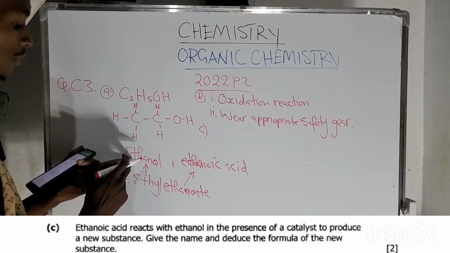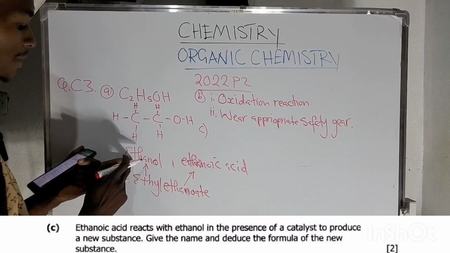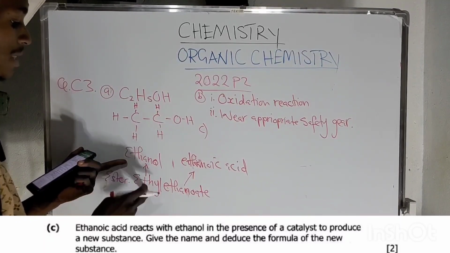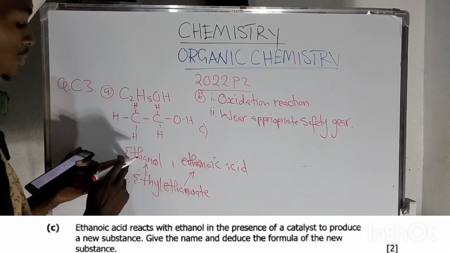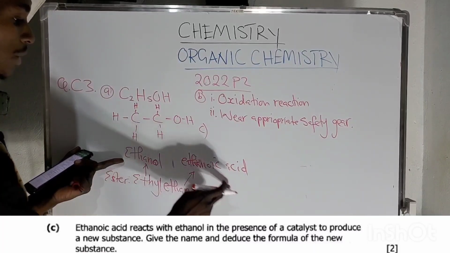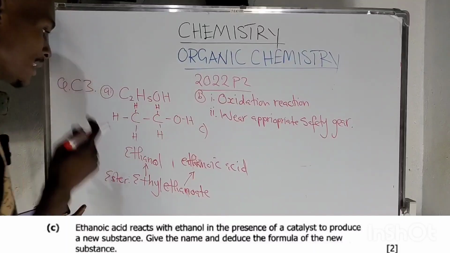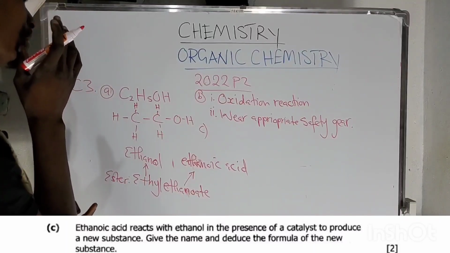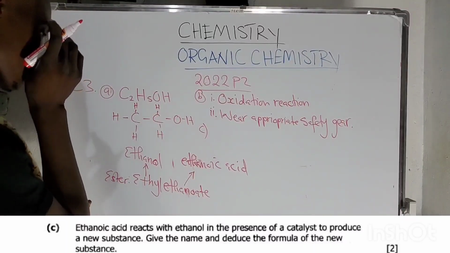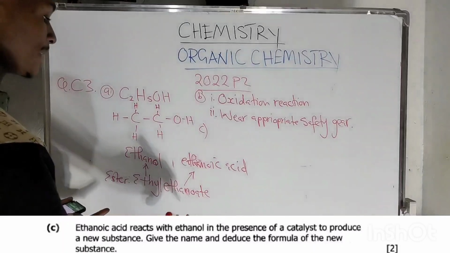So if here we use methanol, it will be methyl ethanoate. If you use propanol, it will be propyl ethanoate. Okay, simple as that. Now, what is the chemical formula? What is the formula formed for ethyl ethanoate?